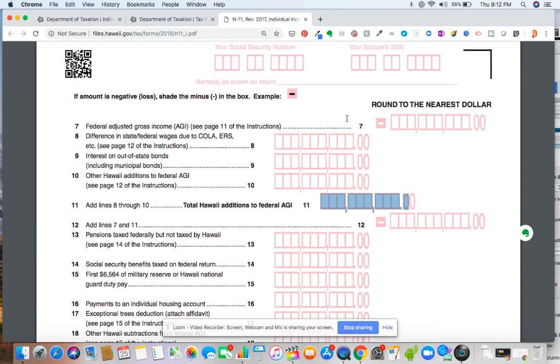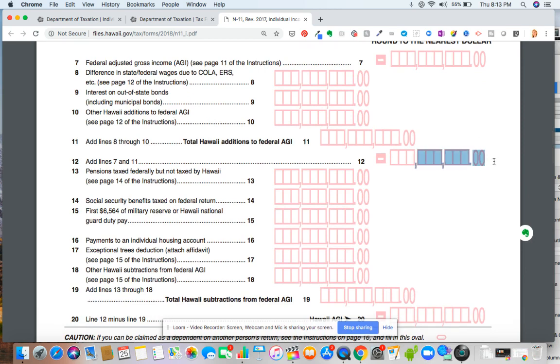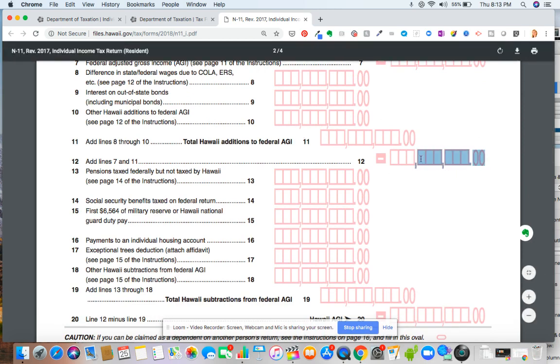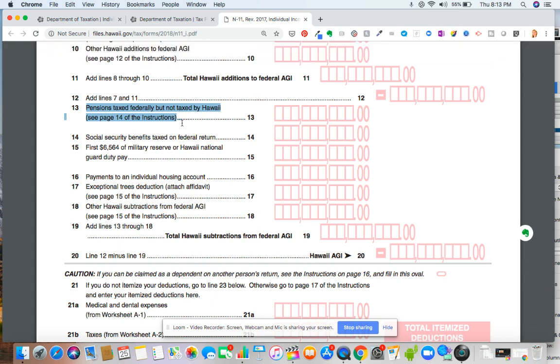Now, most people don't have any of these. Most people will just have their AGI here and then their AGI here. But if you do have additions, they'll be added in here. And then these are subtractions. So pensions that are not taxed by Hawaii, but taxed by federal. That's probably the most common adjustment.